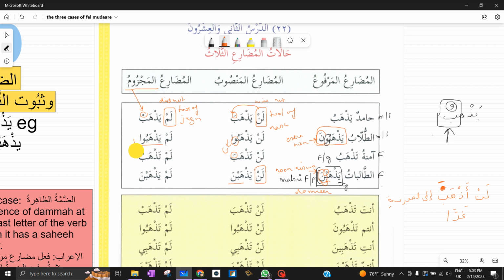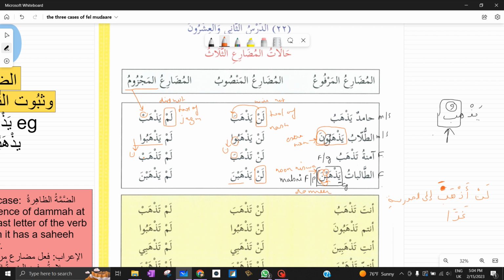Now what happens when afalul khamsa is used? The only change is the noon is dropped. So the rule for afalul khamsa is the same in majzoom case and in mansoob case. Both the cases, the rule for afalul khamsa are the same. Noon is dropped. And why is the noon dropped? It is an extra noon.